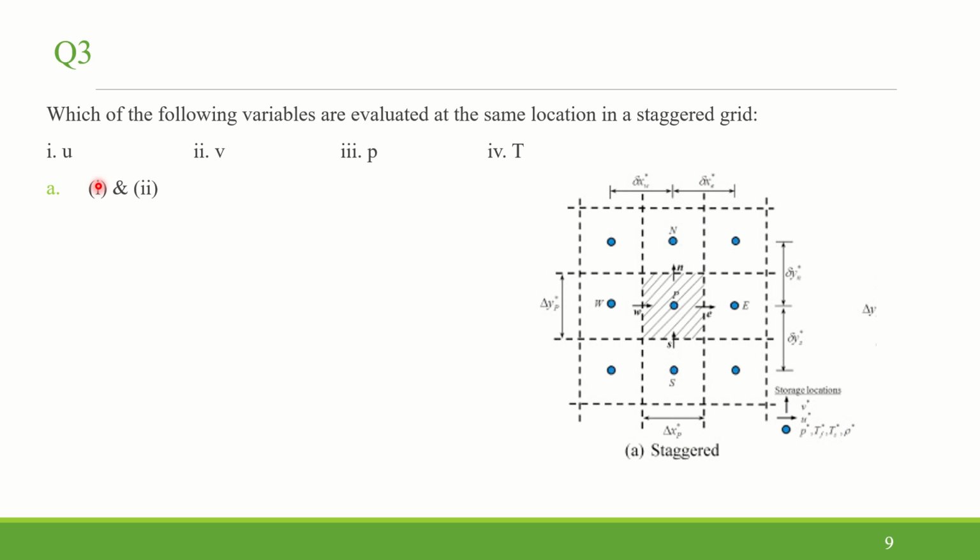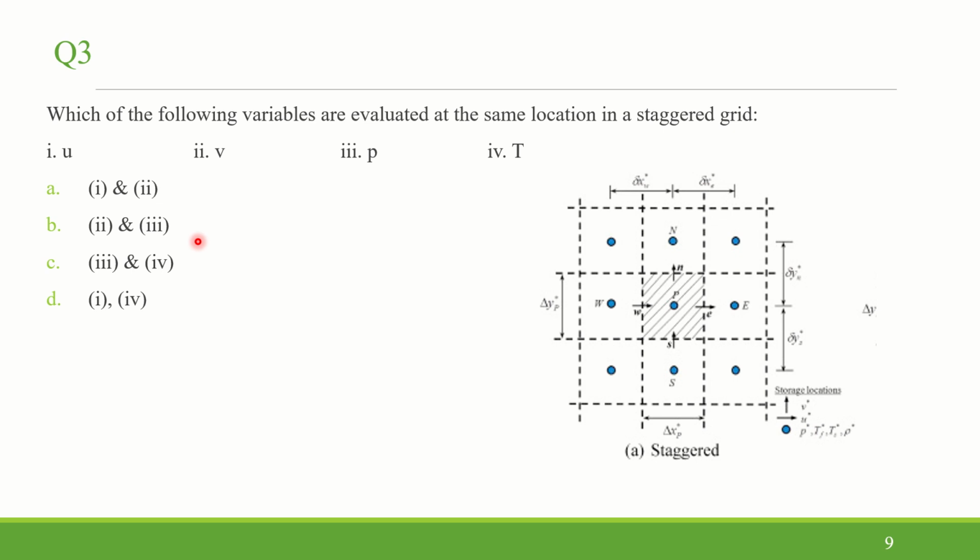Option A, it is 1 and 2. Option B, it is 2 and 3. Option C, it is 3 and 4. Option D, it is 1 and 4. So now we know that we need to pick the right combination, wherein we will be saying that those two are evaluated at the same location in a staggered grid. So here we know that velocity vectors u and v are calculated at different locations, whereas the scalar variables like pressure and temperature are calculated at the same cell point, cell middle. So here 3 and 4 is the correct answer.